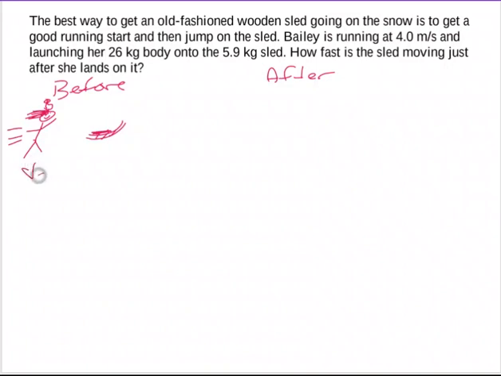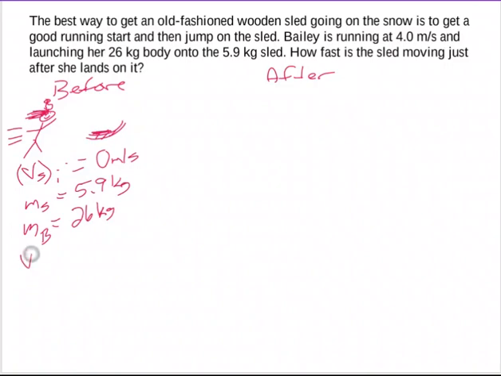All right, velocity of the sled initial equals 0 meters per second. Mass of the sled equals 5.9 kilograms. Okay. What else do we need? We know the velocity initial. We know the mass of Bailey is 26 kilograms. And the velocity of Bailey initial.